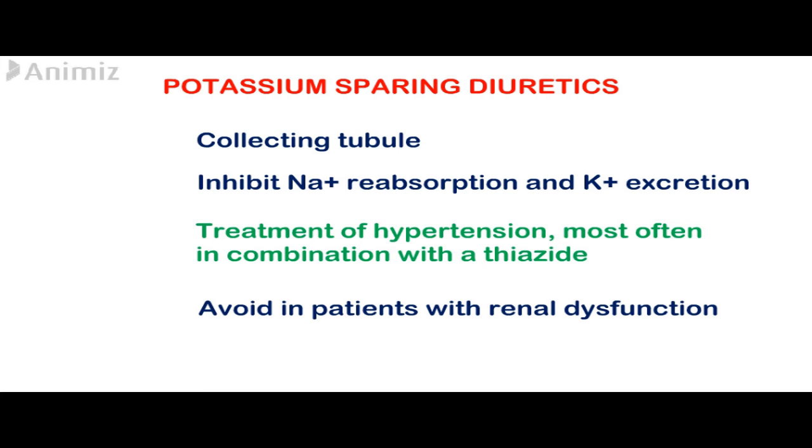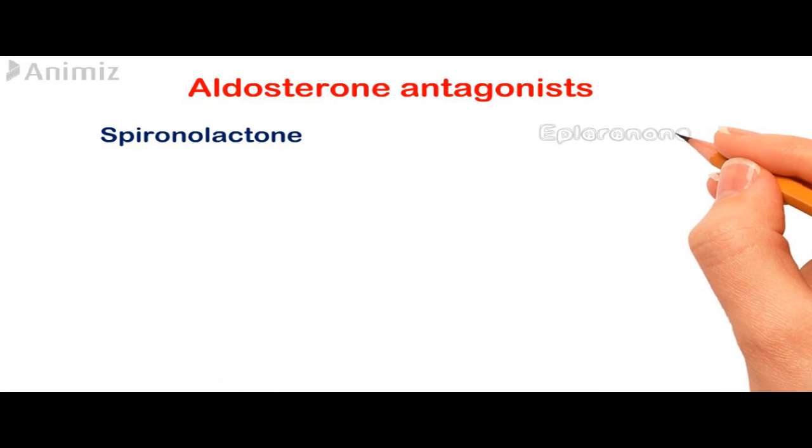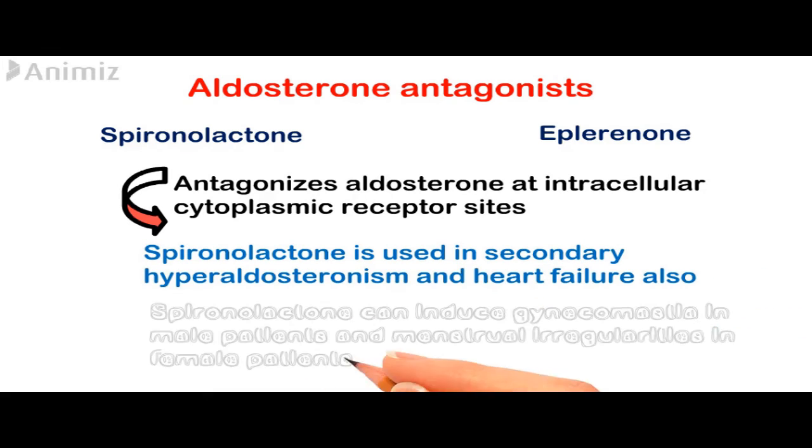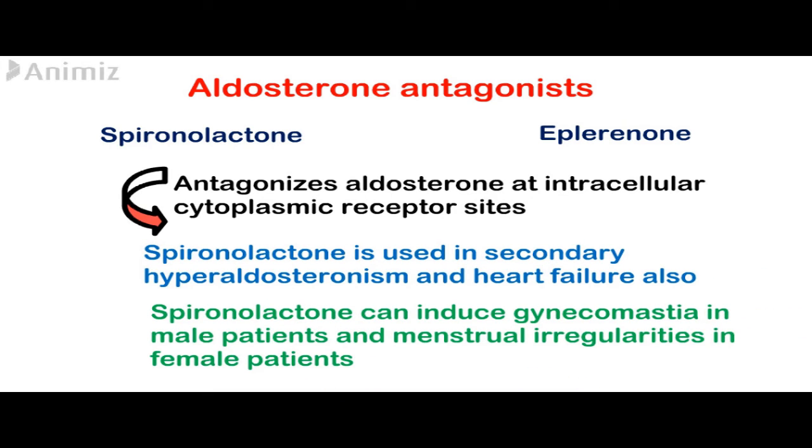The aldosterone receptor antagonists, which are spironolactone and eplerenone, act by antagonizing aldosterone at intracellular cytoplasmic receptor sites. They are used as diuretics, especially in combination with a thiazide or loop diuretic, to prevent the potassium excretion caused by those thiazide and loop diuretics.